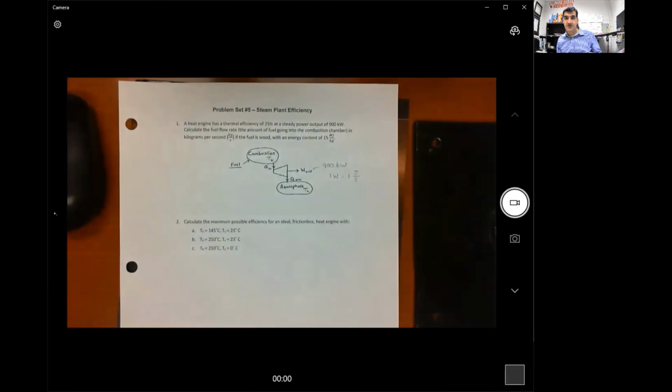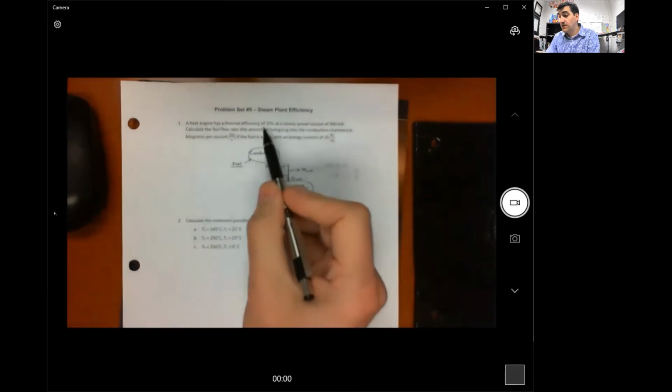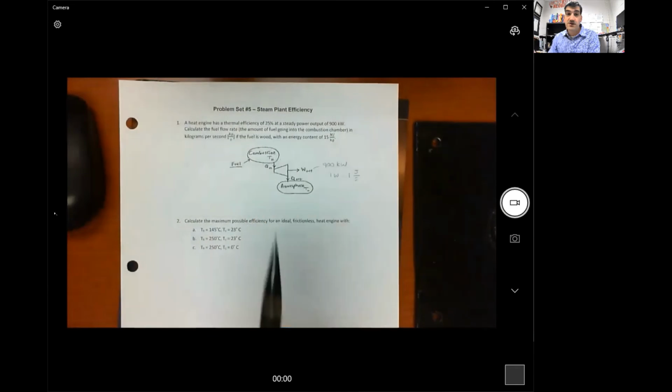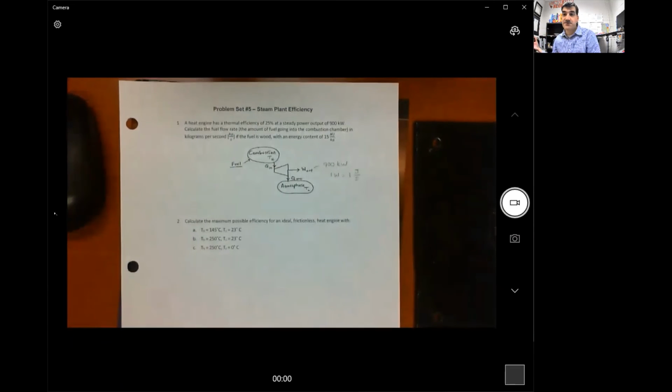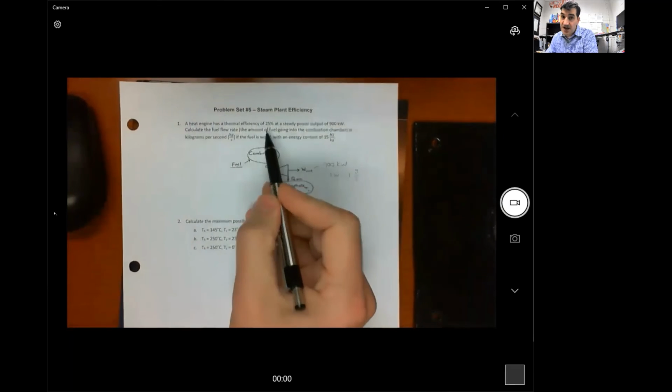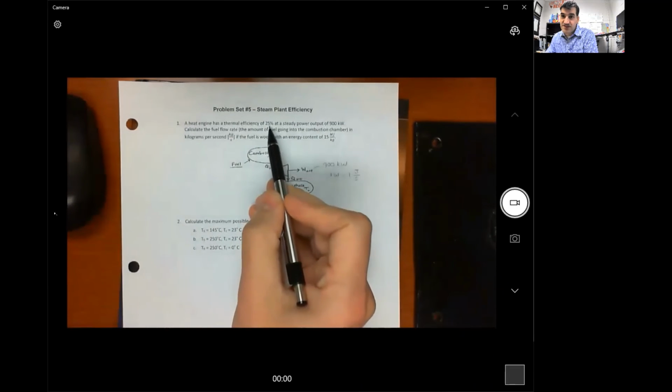So we're not gonna use the Carnot efficiency here because the Carnot efficiency is the maximum theoretical efficiency if it was frictionless and ideal and no heat transfer and reversible, all that good stuff. So we're not gonna use Carnot efficiency here. That just doesn't apply here. If we did calculate the Carnot efficiency, it would definitely be higher than 25% because the Carnot efficiency is the maximum theoretical efficiency. And this says that it's actually operating at 25% efficiency.